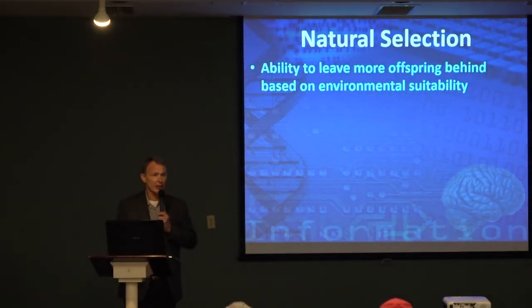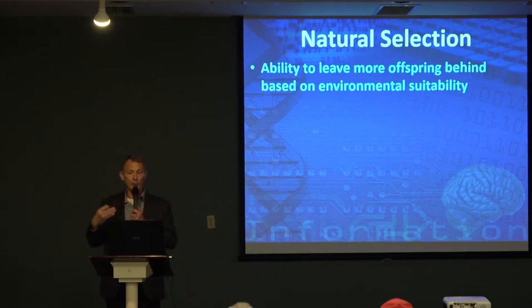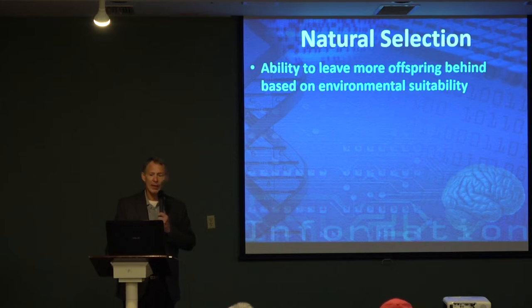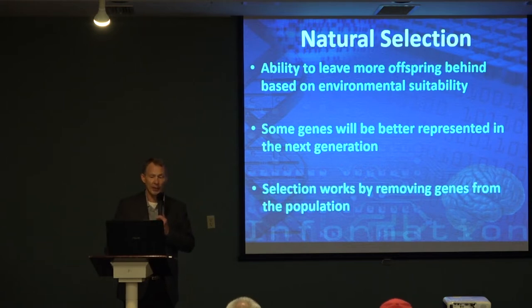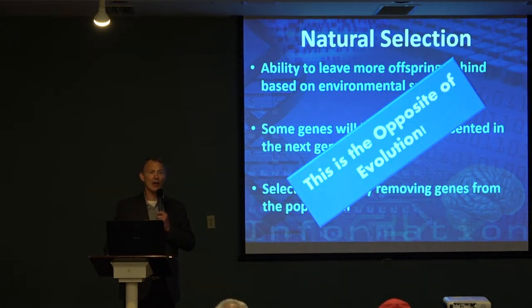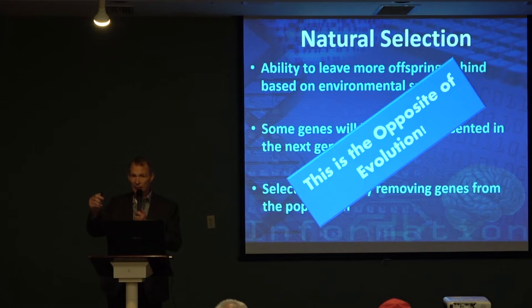So natural selection is the ability then of some organisms to leave behind a higher number of offspring based on how well they're suited to a particular environment. That just means that some genes get better represented in the next population or the next generation, and some of those other genes get weeded out and they become less common. But in the end, that's not evolution, that's the opposite. It's taking away information, not adding new information. It's just these genes are just being selected. The rest of the gene pool is being left behind.